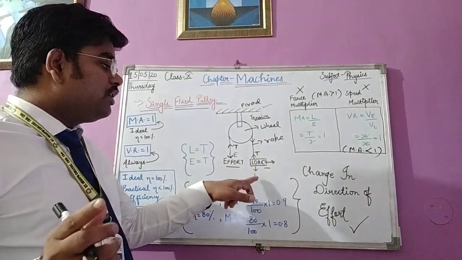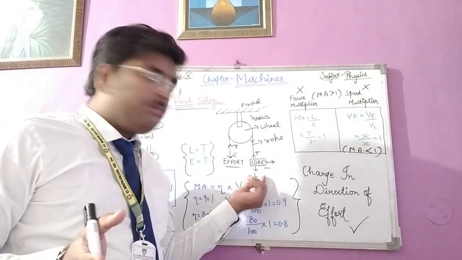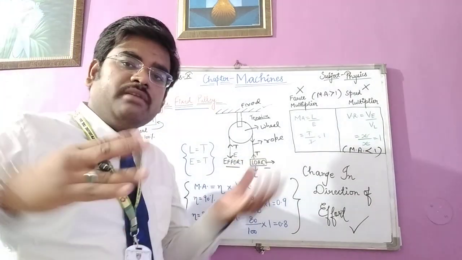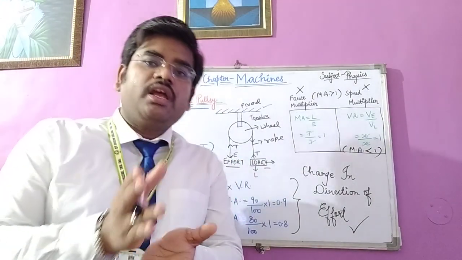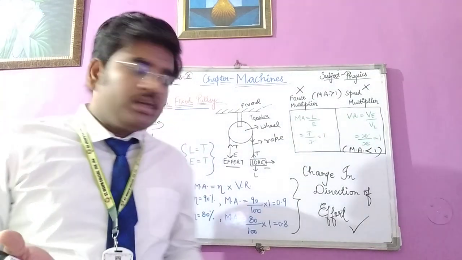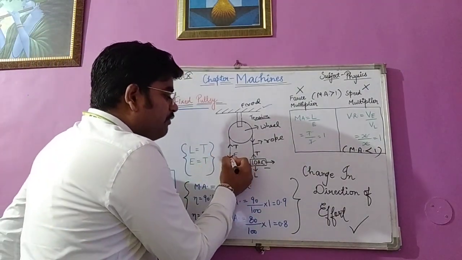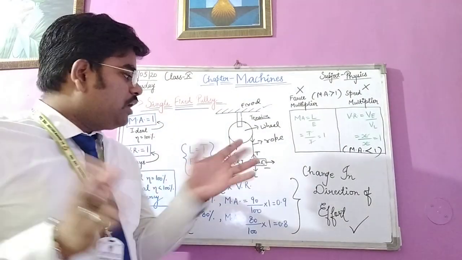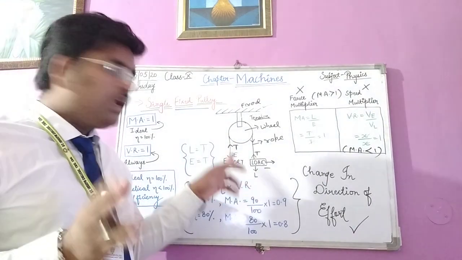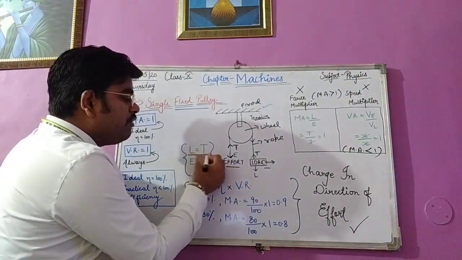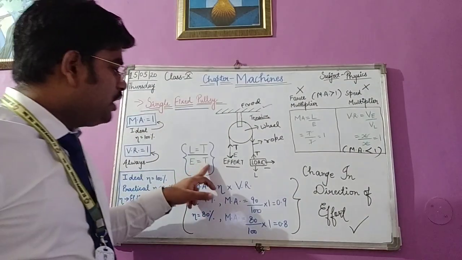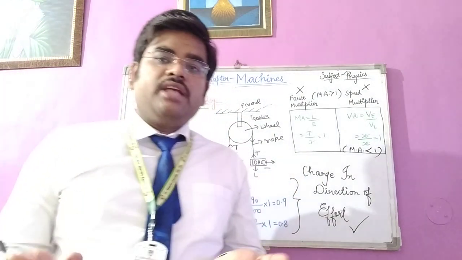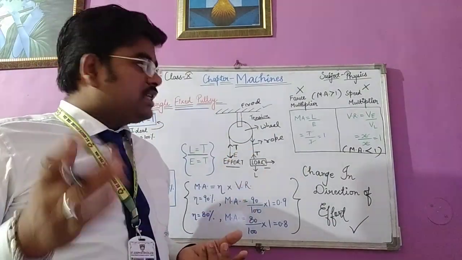So have a look here. The load which is given to you and the tension force which is acting are opposite in direction and have equal magnitude. Got it? And just like that, the effort and this tension force are also opposite in direction and have equal magnitude. That's why we have written L is equal to T and E is equal to T, because we are considering the pulley and rope as massless quantities.